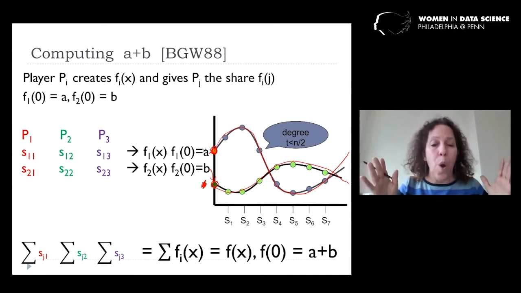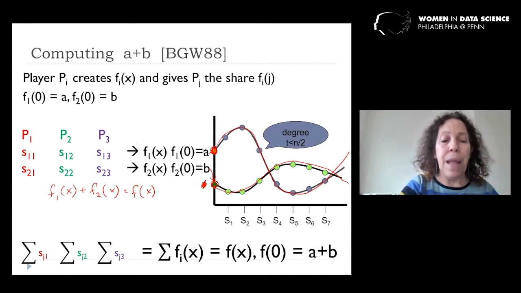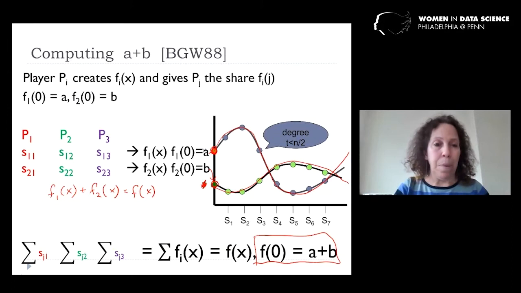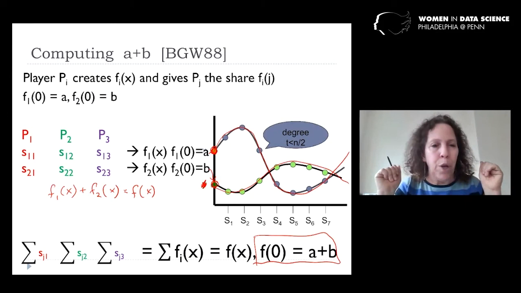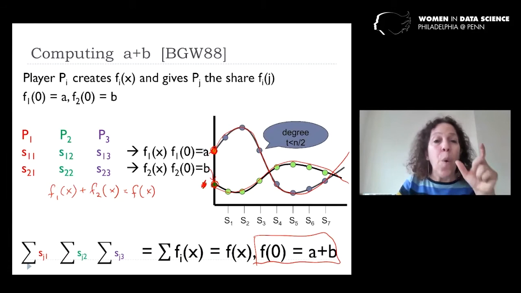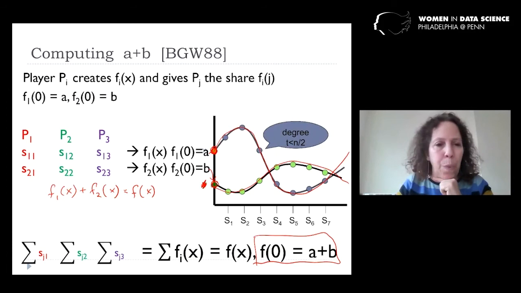And what do we know from the math? That if we take f1 of x plus f2 of x, then this is equal to some polynomial f of x. And we know that f at 0 equals a plus b. So we can get this polynomial and we can interpolate it. If parties give us their points on the polynomial, we can interpolate the polynomial. This is a little bit more advanced than just doing a sum, but it's also quite straightforward. Okay, so we know how to add. We didn't do much more, but we achieved the same solution that we had before when we were able to add. But now we need to multiply.